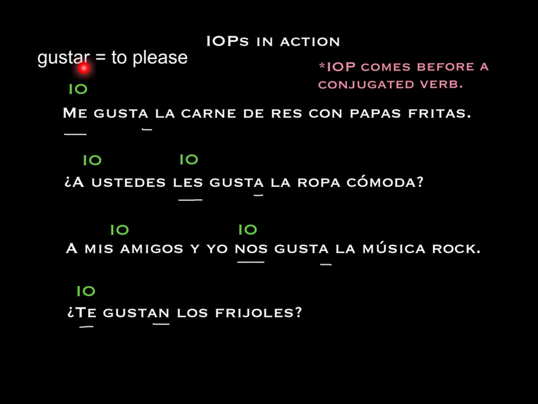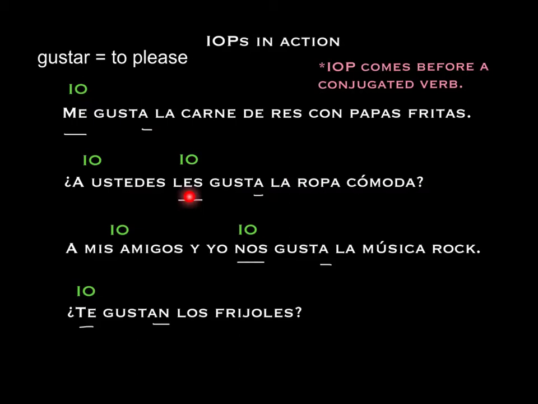We could also look at this here. In the question, ¿A ustedes les gusta la ropa cómoda? Do you all like comfortable clothing? Well, really, we could say, is comfortable clothing pleasing to you all? So we'll use les as our indirect object pronoun. We want to say, it is pleasing to you all. Again, this is answering the question, to whom or for whom.